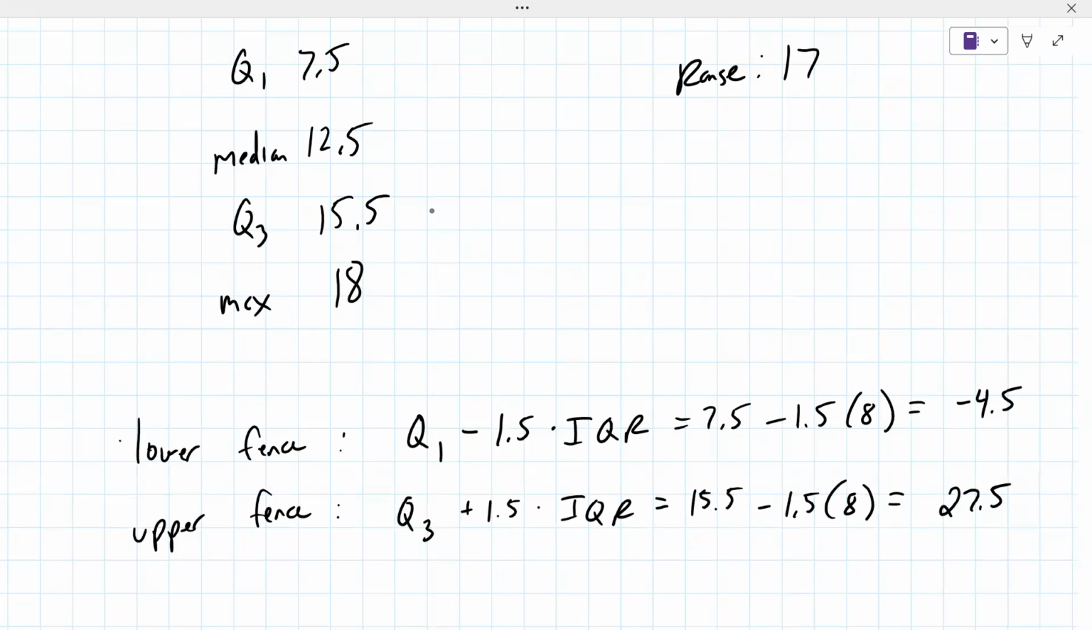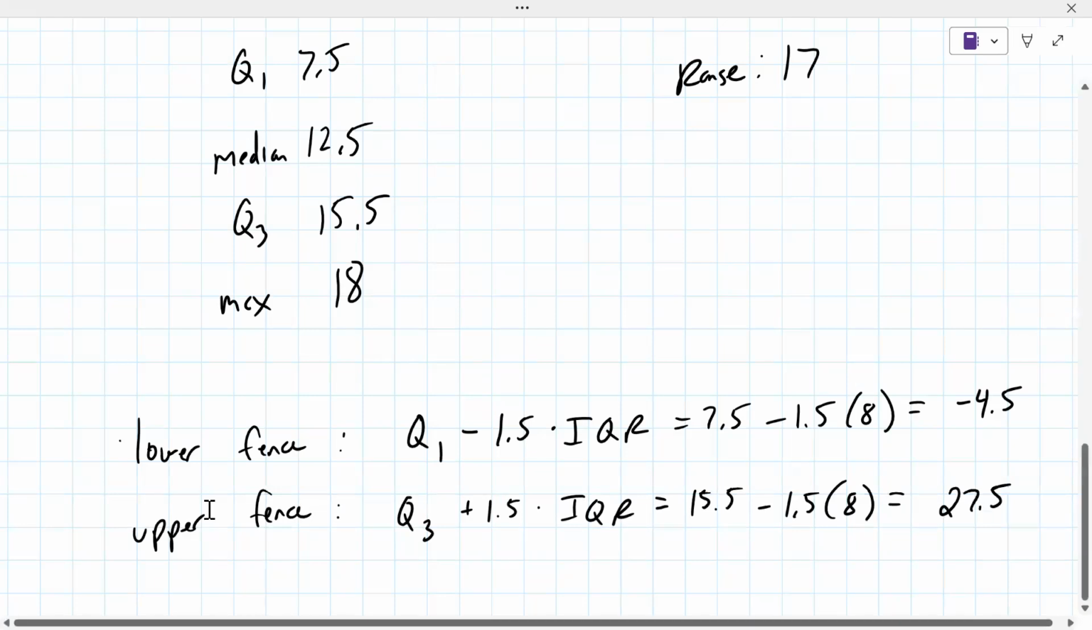How does the 1.5 come into play? It's just the given value. Somebody came up with that. I actually don't know where it comes from. That's what's always used. Okay.